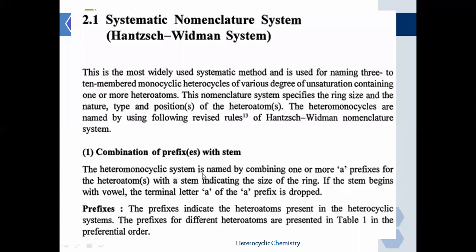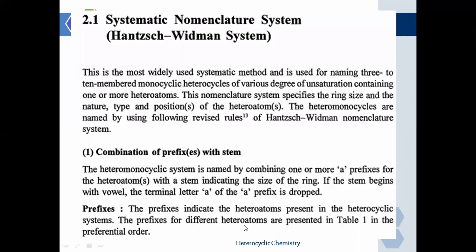The heteromonocyclic system is named by combining one or more of the prefixes for the heteroatoms with a stem indicating the size of the ring. If the stem begins with a vowel, the terminal letter a of the a prefix is dropped. So what is the prefix? The prefix indicates the heteroatom present in the heterocyclic system, what type of heteroatom is present in the heterocyclic ring.